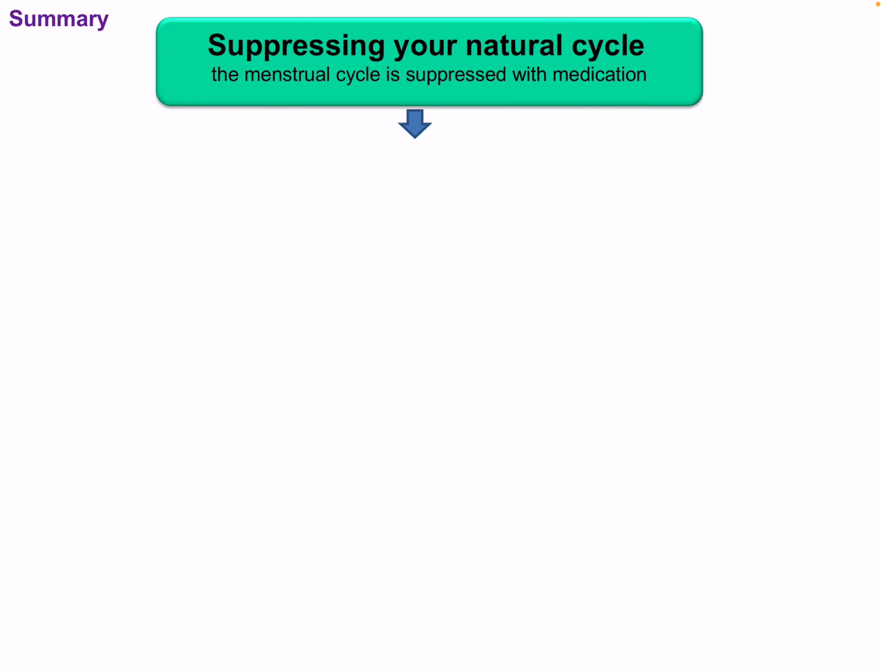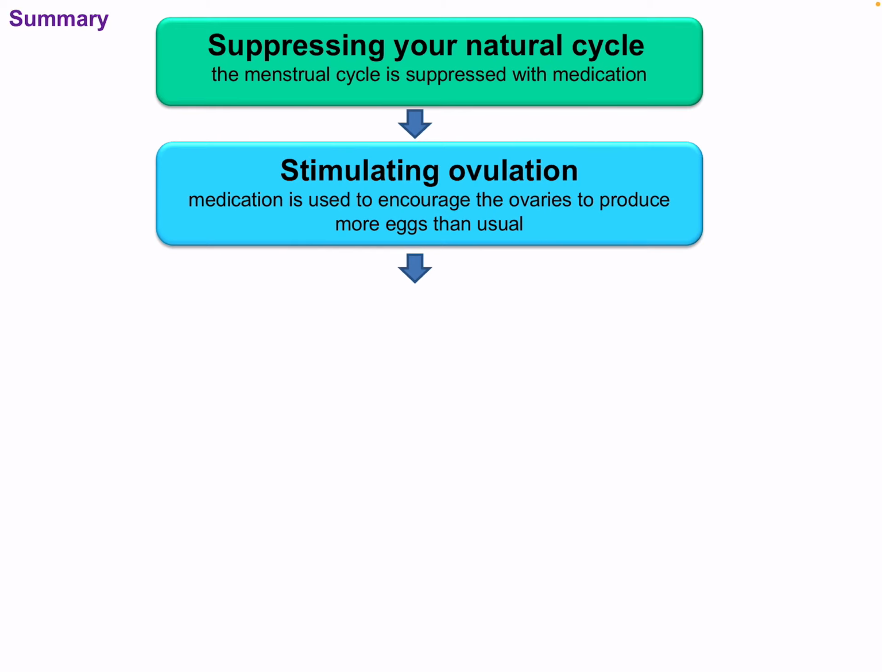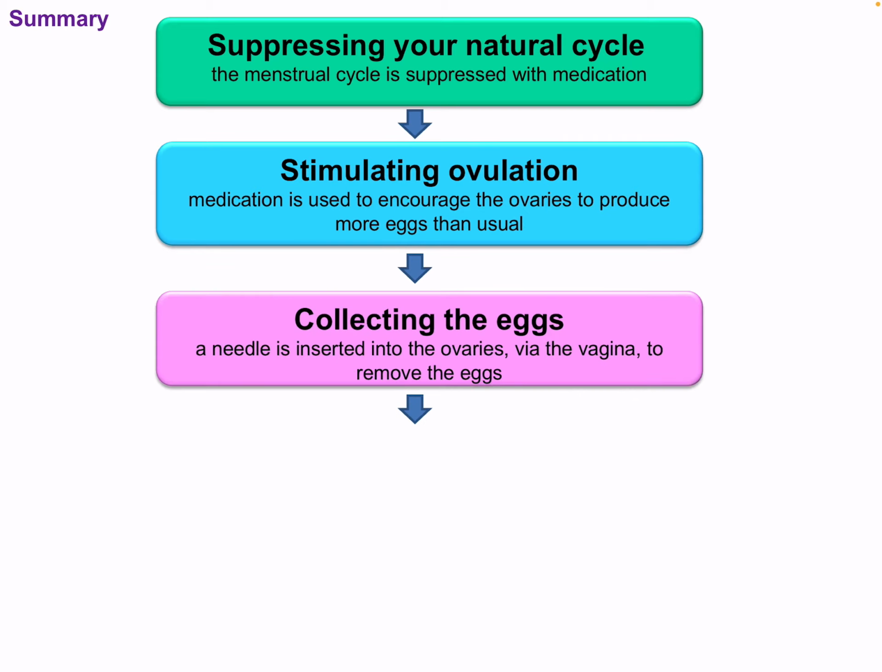So, to summarise what takes place in IVF, the natural menstrual cycle is suppressed with medication, and then drugs are taken to stimulate ovulation. That then means that several eggs develop at once. Those eggs are then collected via a surgical procedure whereby a needle is used to withdraw them from the ovaries.